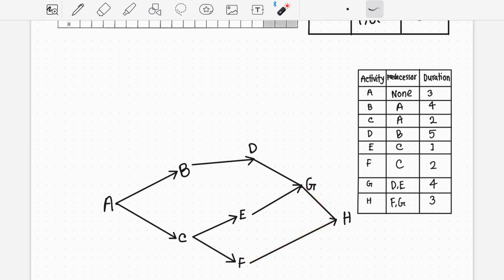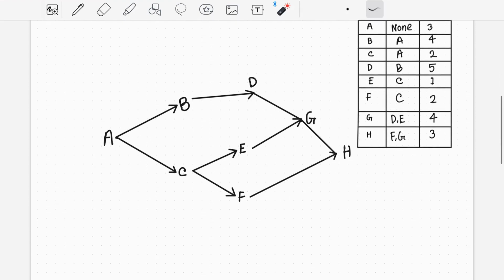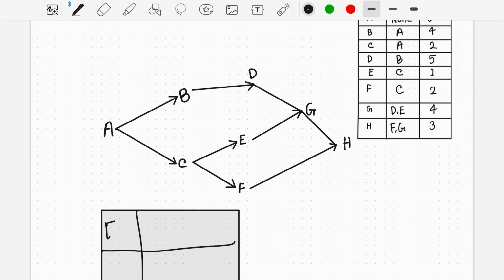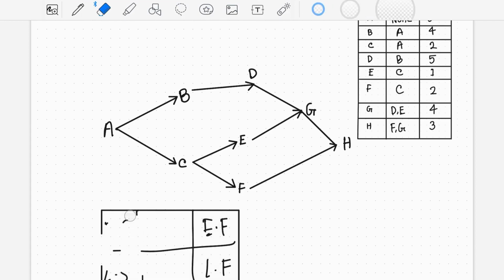All right, so this is the way to draw the network diagrams. We have to see the predecessor and the activity, so then we can easily draw the network diagrams. Once we have the network diagram, I will draw a box and show you the calculations for early start, early finish, late start, late finish.